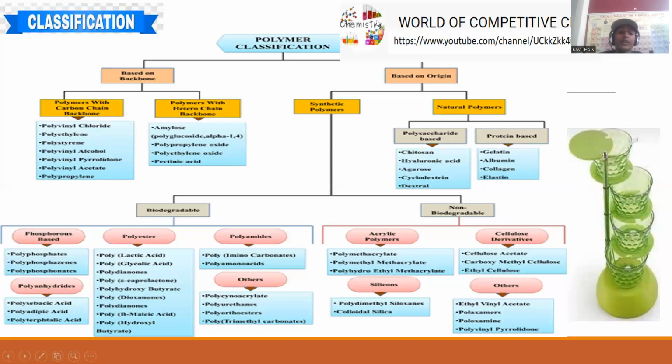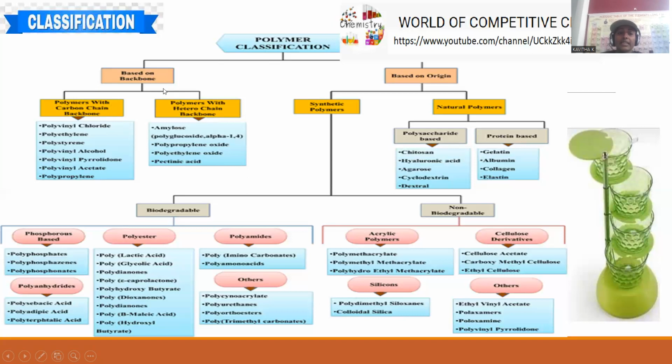Another is polyvinyl alcohol, where we have a carbon-carbon double bond monomer with a side chain hydroxy group. These are repeatedly combined, and the carbon backbone is part of polyvinyl alcohol. Polyvinyl pyrrolidone: pyrrolidine, related to pyrrole, is a 5-membered ring system, and the vinyl group is there, so it is also part of this category. Polyvinyl acetate: the acetate group is CH3C=O, and the vinyl is a carbon-carbon double bond, so it is a carbon backbone polymer. Polypropylene is a 3-carbon chain repeated several times. Propene has one carbon-carbon double bond and a 3-carbon chain, and that is the basis of polypropylene.